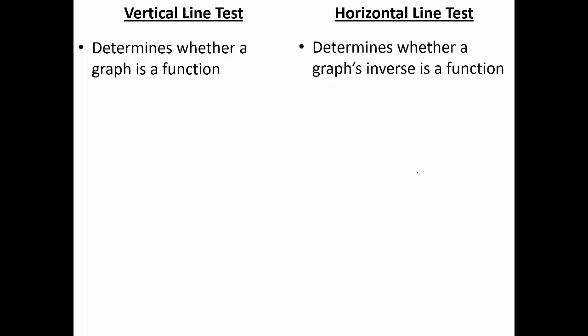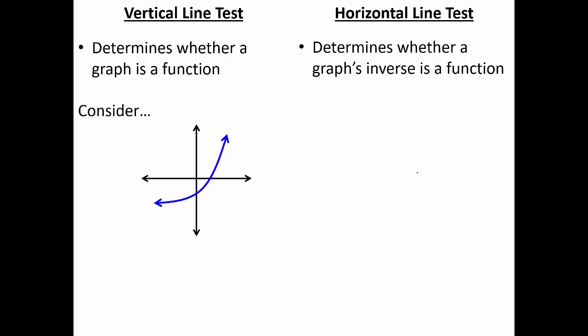Now the cool thing is we don't actually have to draw the inverse to know whether the inverse is going to be a function. The vertical line test tells me whether the graph in front of me is a function. Well, there's also something called the horizontal line test. If I apply the horizontal line test to the original graph, that will tell me not whether what's in front of me is a function, but whether the inverse of what's in front of me is a function. Vertical line test tells me whether this is a function. Horizontal line test tells me whether the inverse of this is a function.